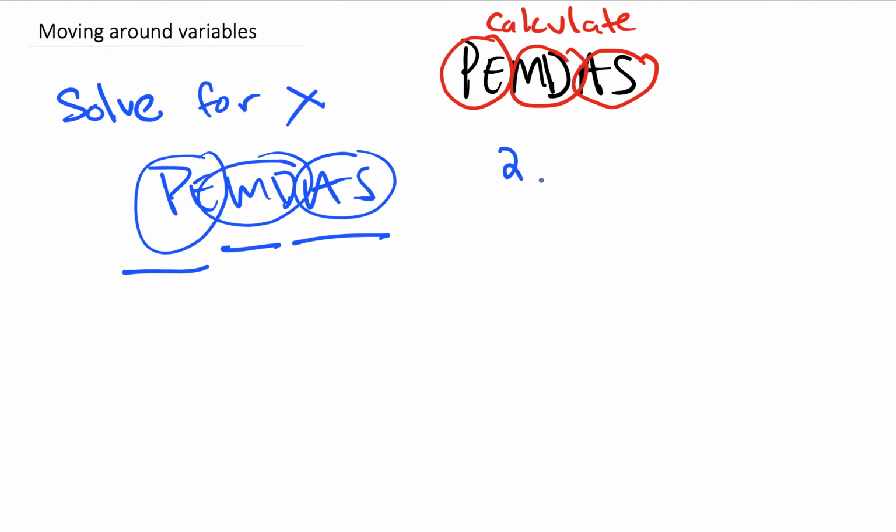So we had x plus 2, for example, equals 10, right? We would ask, do we have any addition or subtraction? Yeah, plus 2. So what's the opposite of plus? Minus. So we subtract 2 on both sides in order to keep it balanced and to get x alone.